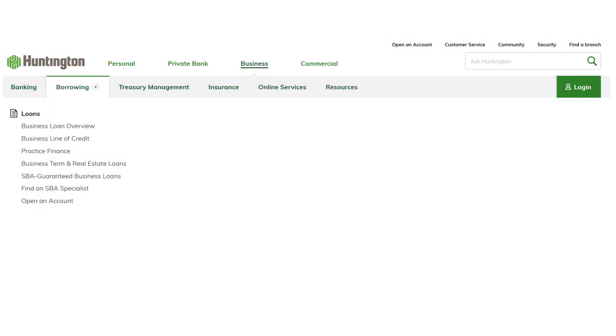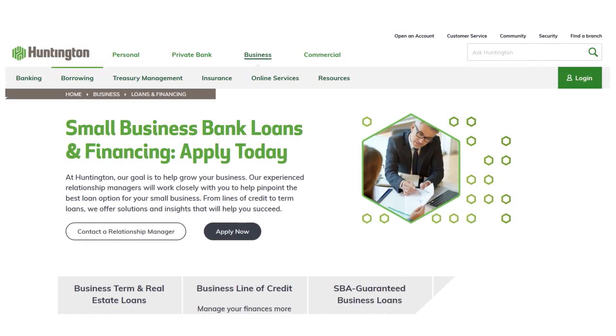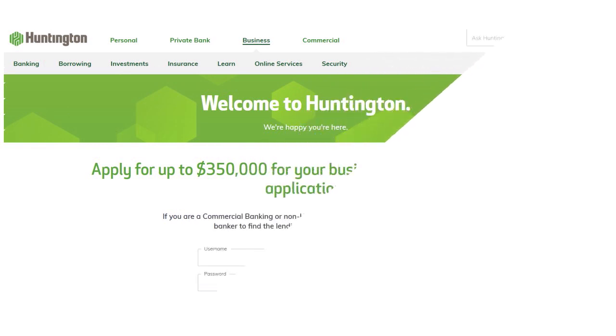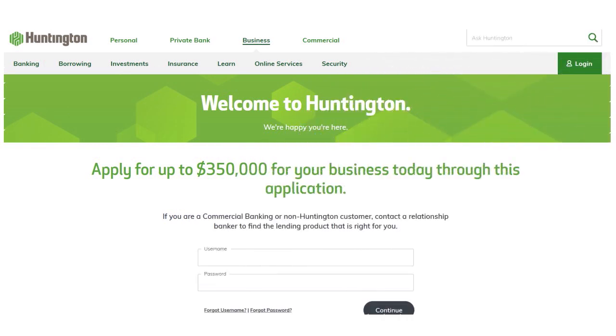So once you go to borrowing, you need to select business loan overview. You can see on the screen here. Remember that you can either contact a relationship manager or apply now. So you want to click on apply now. Once you click on that, what you will see is that you can apply for up to $350,000 for your business today through this application.